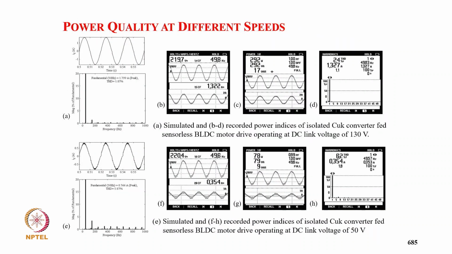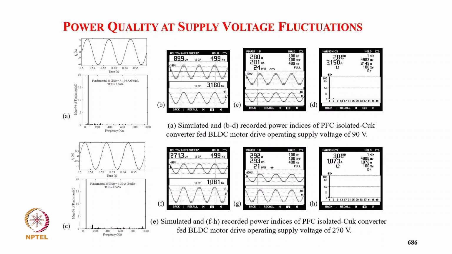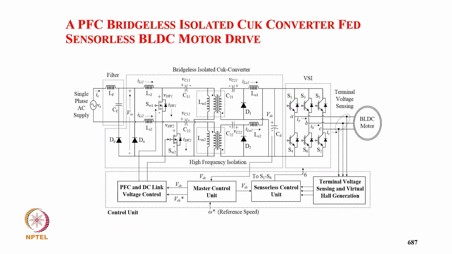And the power quality performance: at rated supply voltage of 220 volt, THD of supply current is 2% with unity power factor, and at 78 watt the THD is 6.2% with 0.99 power factor, and at 90 volt the supply current THD is 2.2% with unity power factor, and at 270 volt also THD 3% with unity power factor.